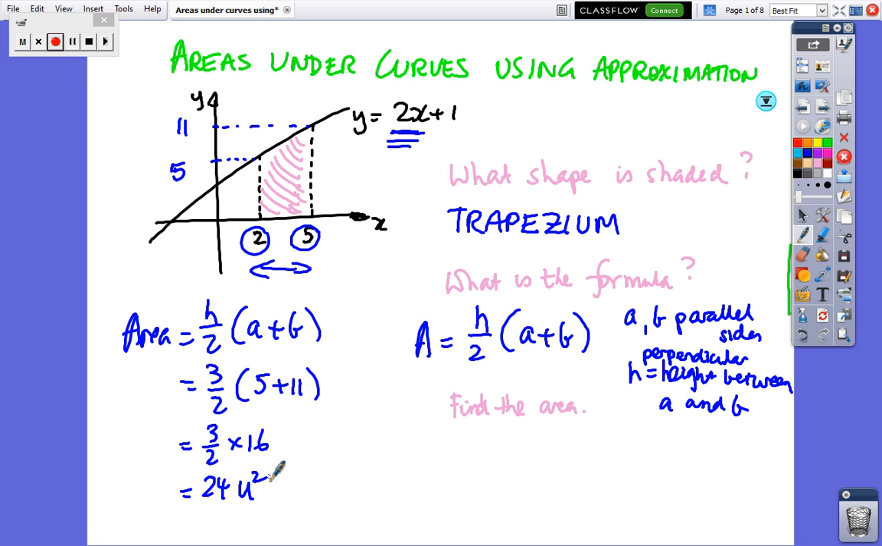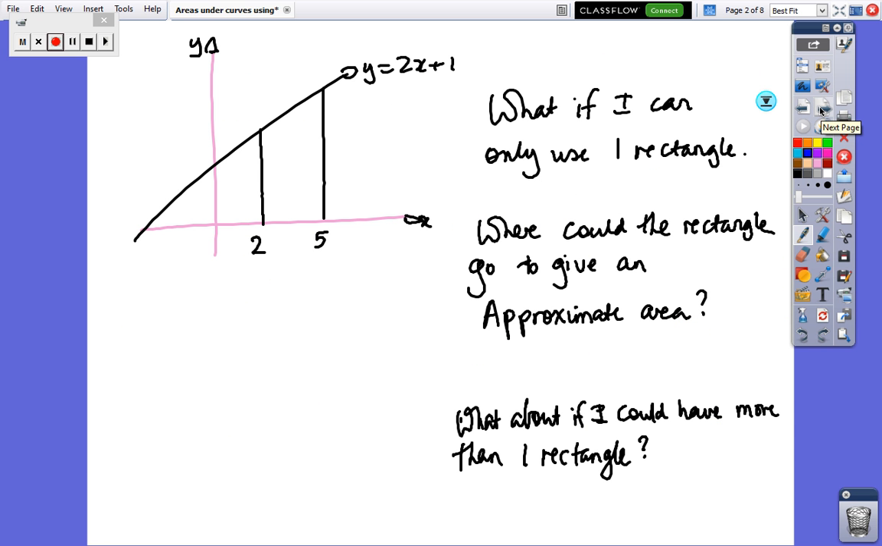Okay, copy that down and move to the next slide. Okay, still got the same shape, y equals 2x plus 1, between 2 and 5, but what if I can only use one rectangle? Where could the rectangle go to give an approximate area, and what happens if I could use more than one rectangle? So, think about that, and when you're ready, have a listen.